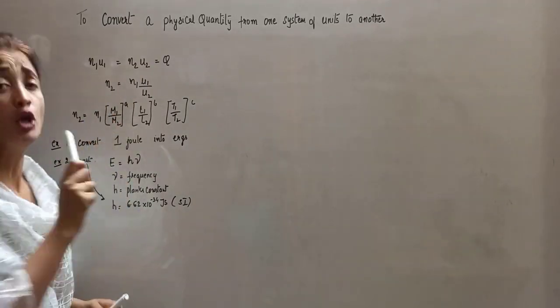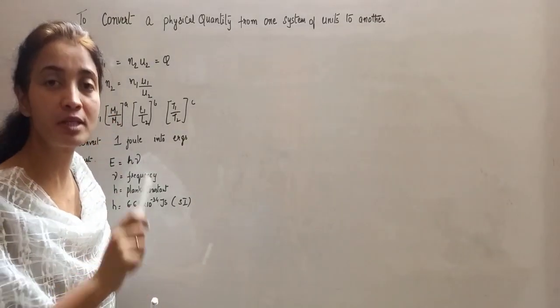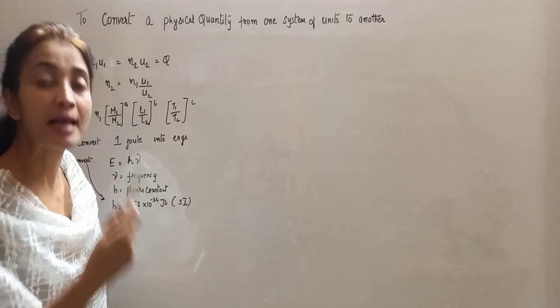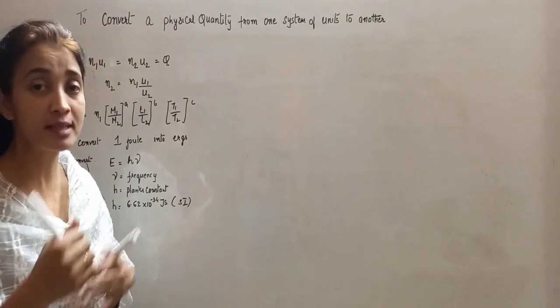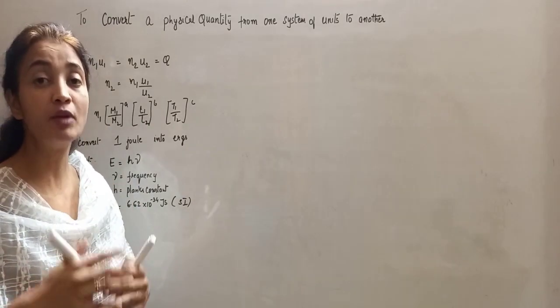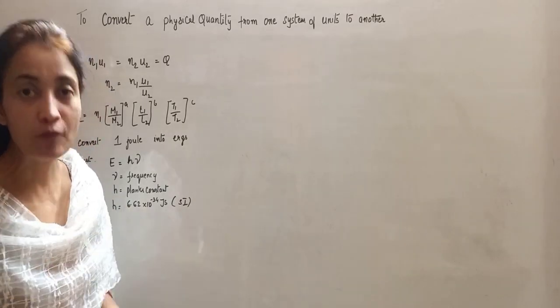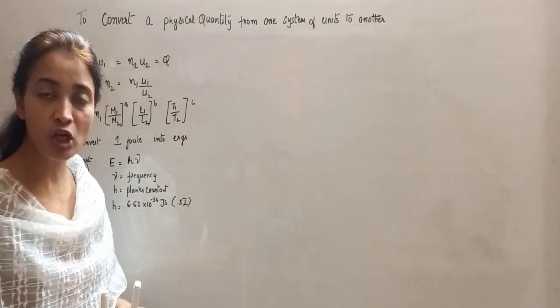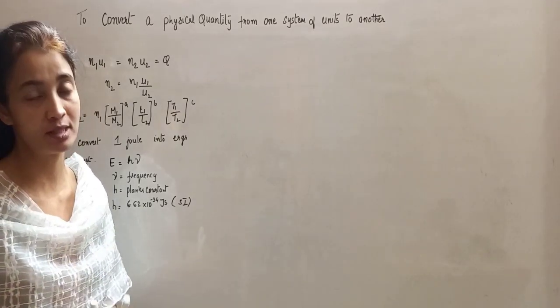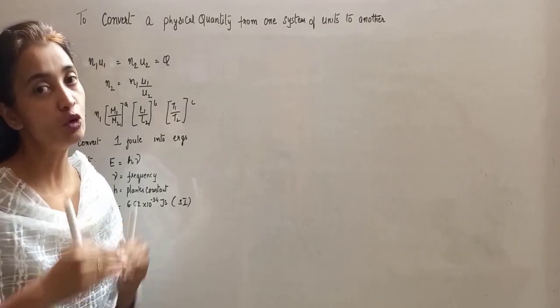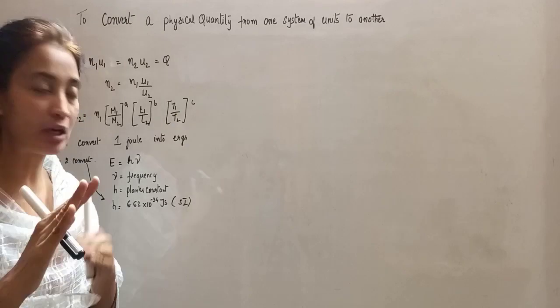What is N2? Numerical value of the physical quantity in the second system of units. Now what is the second system? I told you, the system in which we have to convert. What is the first system? That which is given already. If it is given in CGS, then U1 will be CGS. If it is given in SI, then U1 will be SI. Whichever is given, that will be U1.